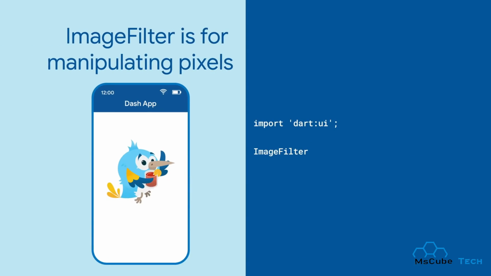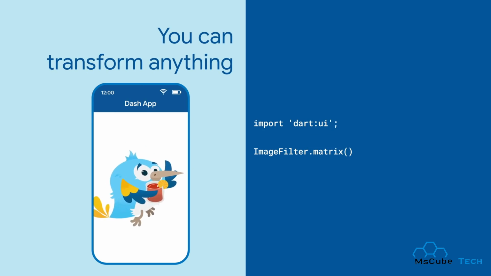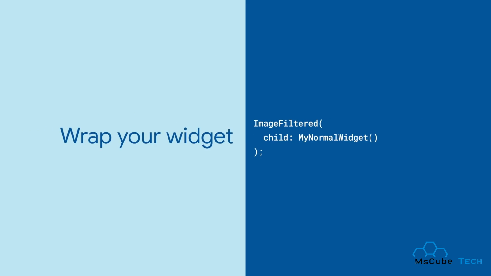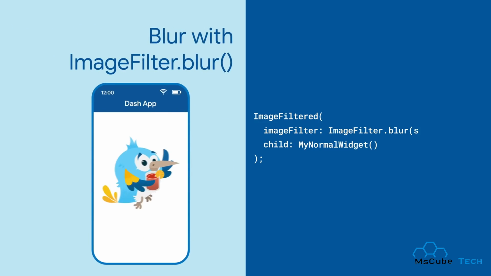Flutter provides ImageFilter, a low-level class that takes pixels and rearranges them. You can import it from dart:ui. For example, ImageFilter.blur will make anything blurry. ImageFilter.matrix lets you use any matrix for transformation: scaling, translating, skewing, rotating. The easiest way to apply ImageFilter to a widget is to use ImageFiltered. Just wrap the widget you want to filter with ImageFiltered and provide the filter so that the image can be filtered. Blurring is easy. Just use ImageFilter.blur and provide the amount of blurring in X and Y directions.